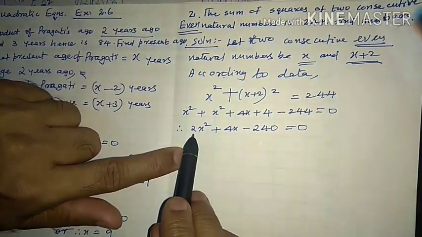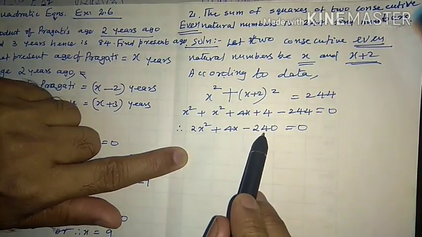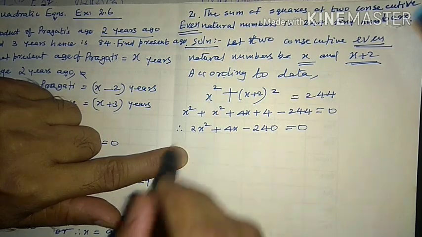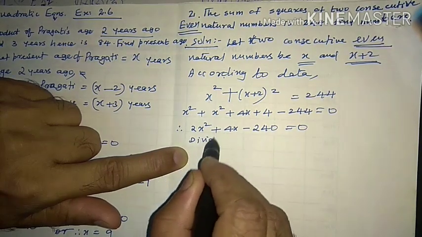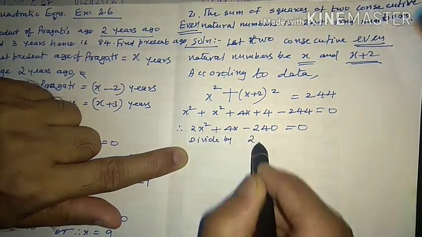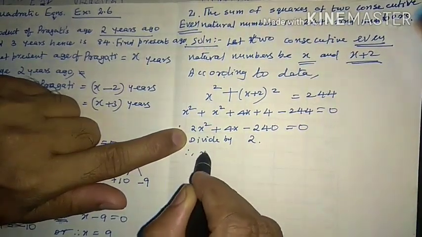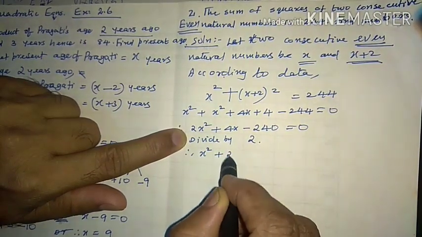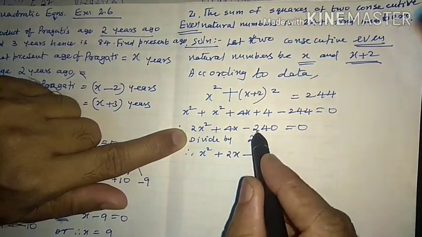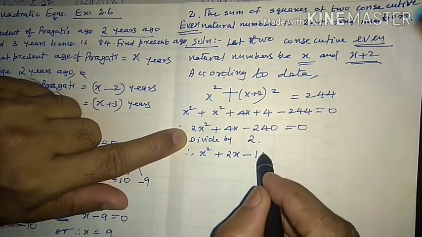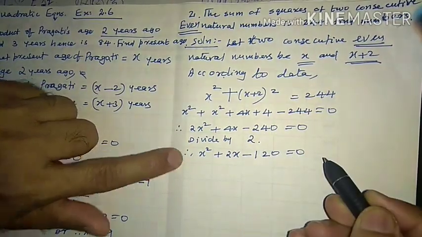Now, 2 is a common factor, so dividing by 2, what will we get? x square plus 2x minus 120 equal to 0.